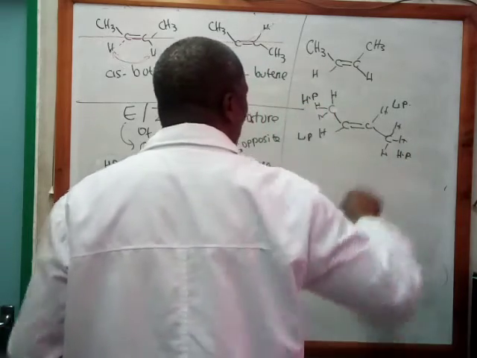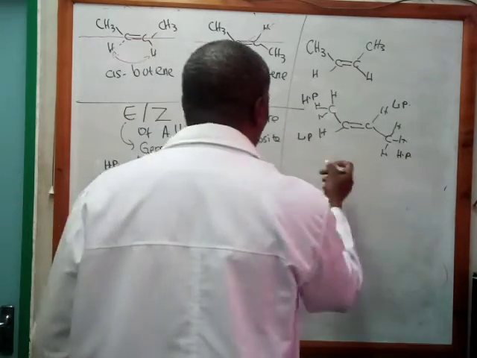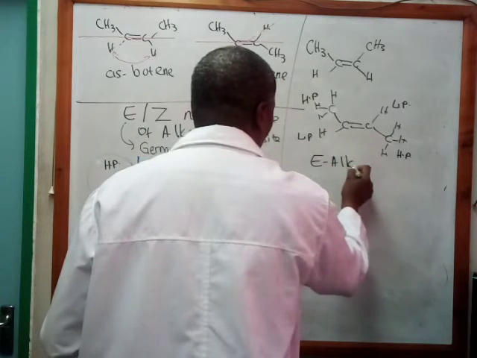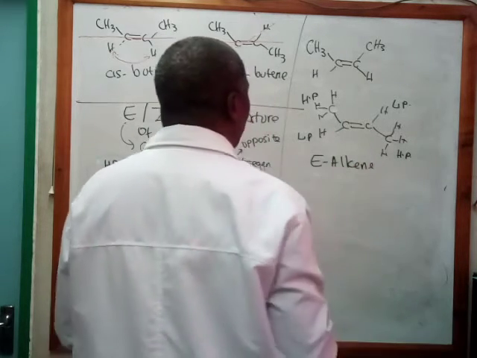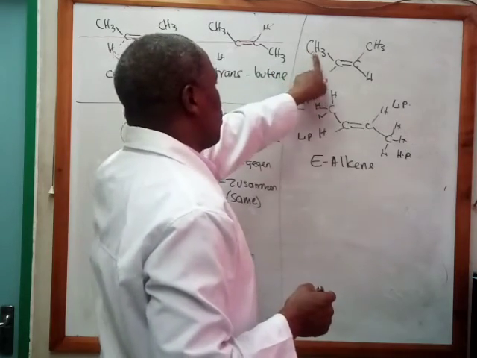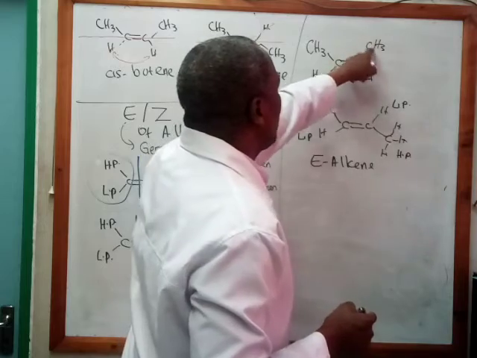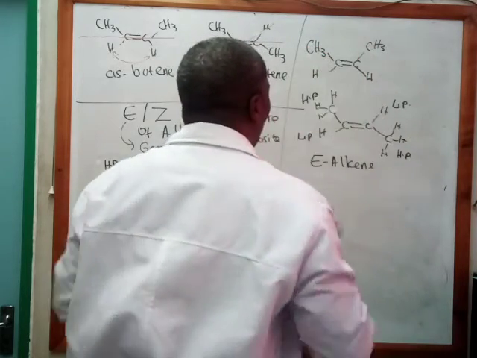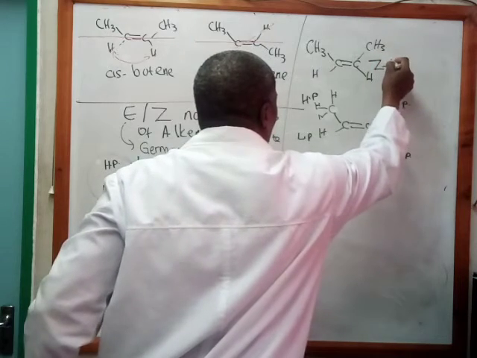So you're going to have two high priority groups on opposite side. So this will be an E alkene. Okay. And the same thing here. This one contains carbon, and this one contains carbon, and you've got two high priority groups on the same side. So this will be a Z alkene.